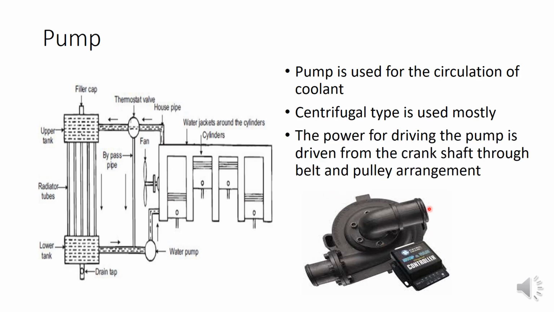And where is the power driven from? If you want a pump to work, you have to supply some power, because the pump is a power consuming device. You have to supply some mechanical energy to the pump. It is driven directly from the crankshaft through a belt and pulley arrangement. We know that when the engine is running, the crankshaft is also rotating. So we derive some power from this crankshaft for the working of this pump through a belt and pulley arrangement. That is how this pump gets the power.